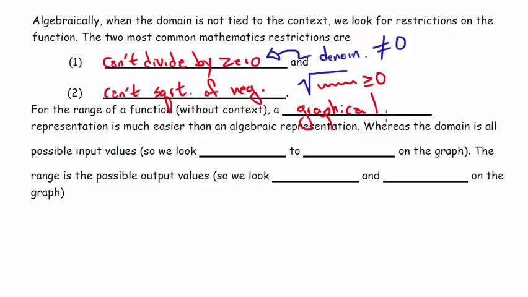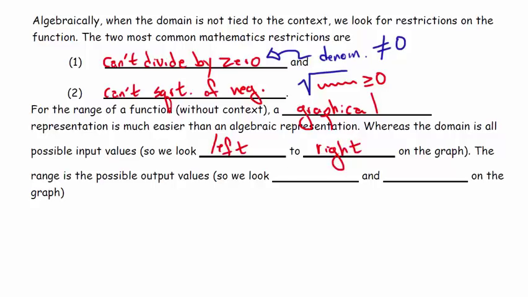Because then I can just look up and down for my range and left and right for my domain. Whereas the domain is all possible input values, so input was left to right. So we're going to look left to right.